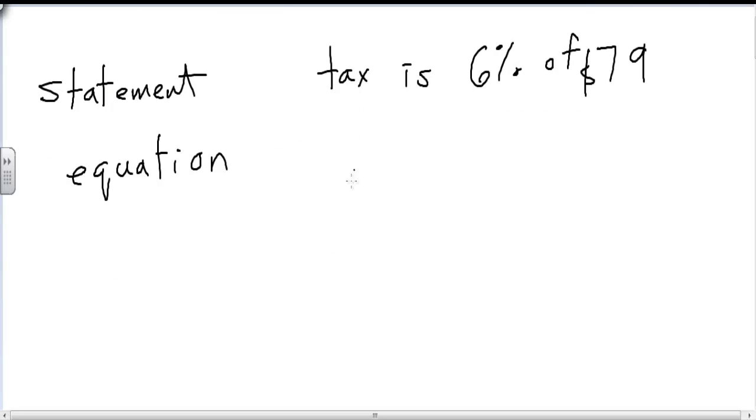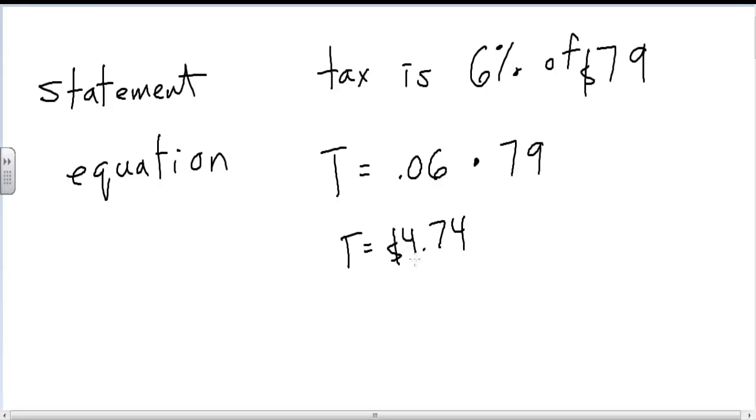Since tax is what I currently want, I'll call it T. Is interpreted as an equal sign. I want to use 6%, but I need it as a decimal. So I'll divide by 100, the effect of which makes this 0.06. Of is interpreted as a multiplication sign, and 79 is 79. So first I'll find the sales tax. I'll need to do 0.06 times 79, which gives me a sales tax of $4.74.